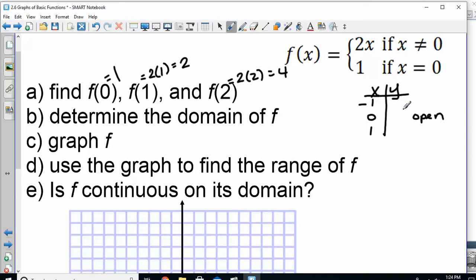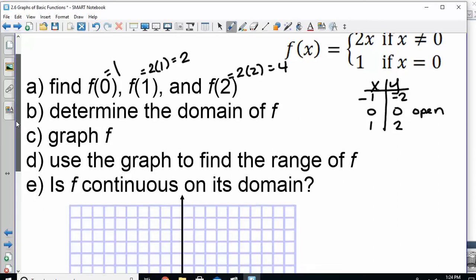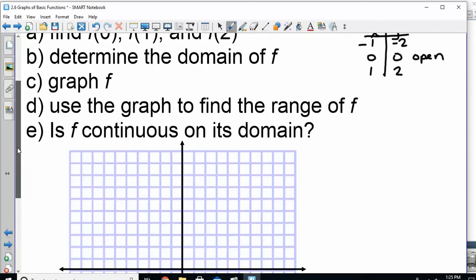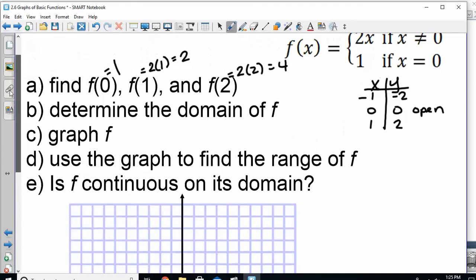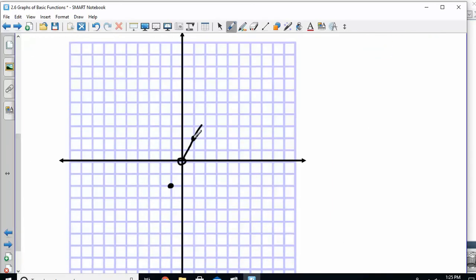So if I put in -1, 2 times -1 is -2. Put in a 0, 2 times 0 is 0. Put in a 1, 2 times 1 is 2. So if I'm graphing these, I had -1, -2, 0, 0 is open, and 1, 2. So this is just a line with a y-intercept of 0, slope of 2, that has an open circle in the middle.